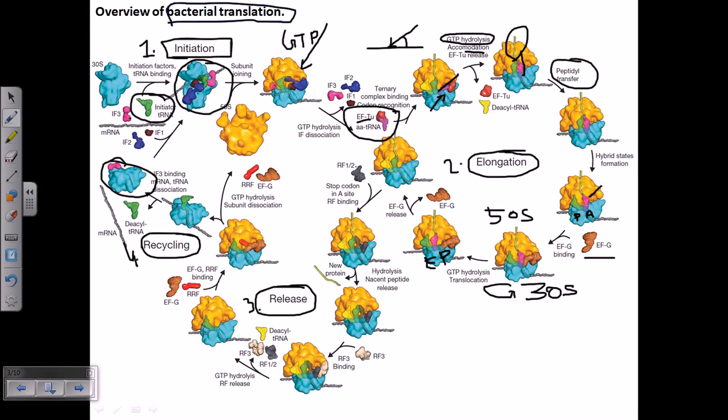Now this release factor 1 or 2 actually mimics the structure of a tRNA in such a way that it will bind to the A site. It will recognize the stop codon. Now as this release factor binds at this particular site of the stop codon, it won't let any other amino acid carrying tRNA bind with this site. As a result, it will no longer elongate the process.